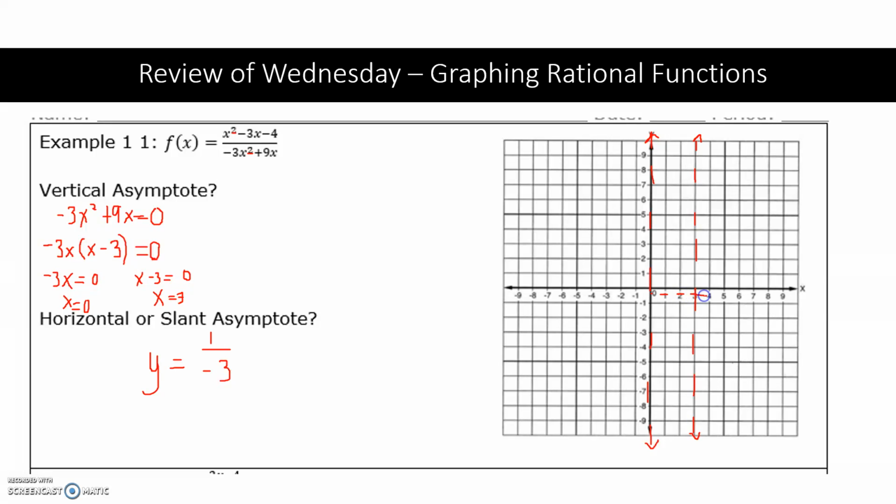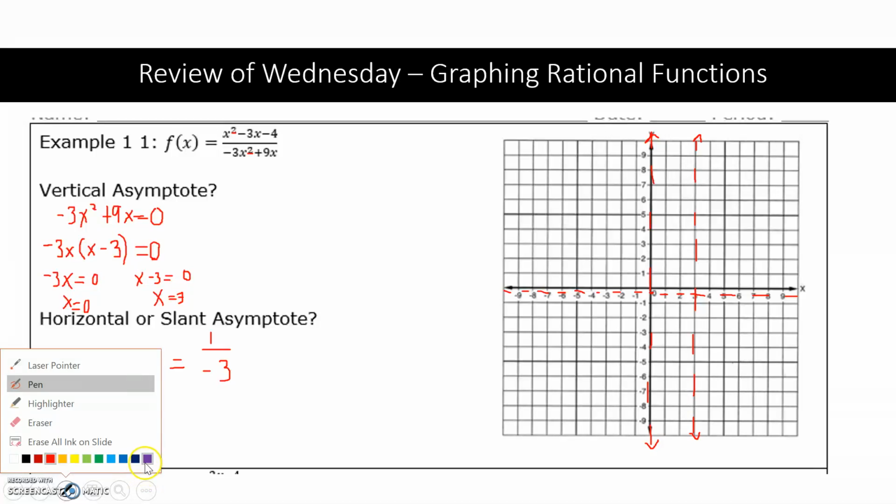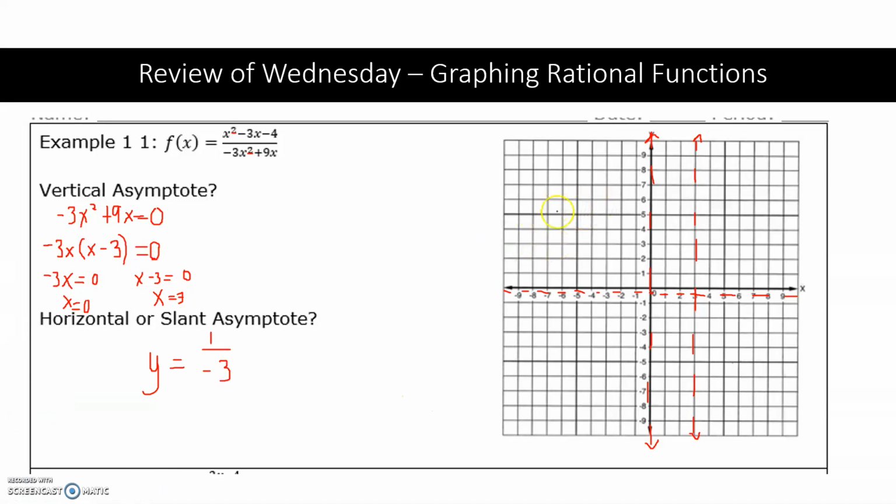So I'm just going to draw my horizontal asymptote right here. It should be a little bit closer to the y-axis, but I'm doing it on my computer, so it's a little bit off. So now I know where my vertical asymptotes and my horizontal asymptote are. I need to figure out where the graph is actually going to be. In which section is it going to be?